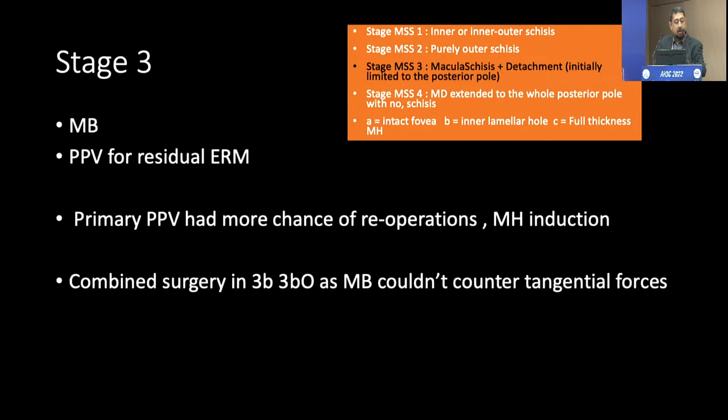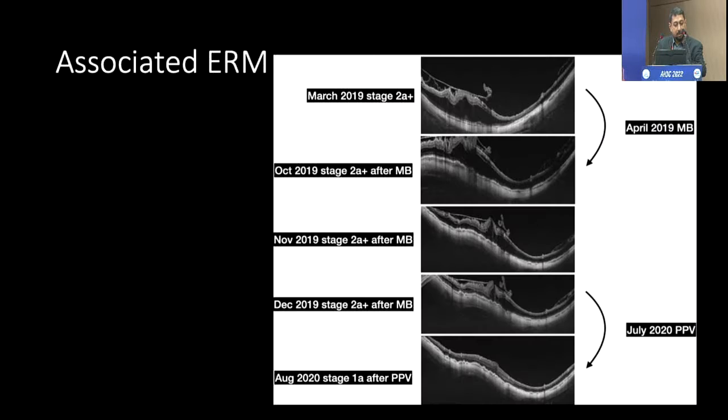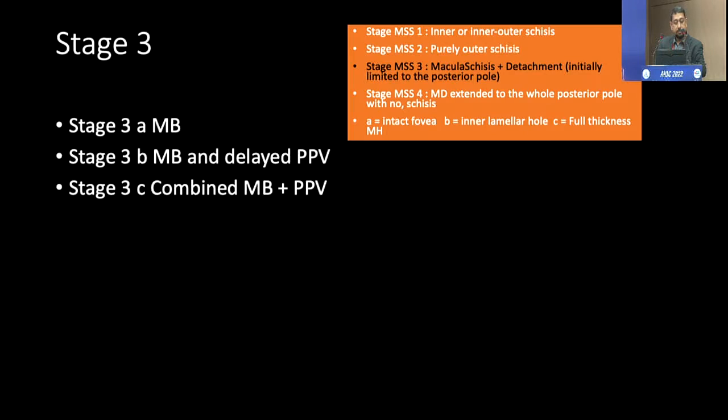In stage 3, obviously there's a detachment, and a combined surgery or a macular buckle is the essential surgery to treat a macular detachment. If there is an epiretinal membrane or surface changes, you can add a PPV to it. But if there is a hole or a lamellar, PPV automatically gets added to it. So this is an example where a macular buckle was done. You can see a macular buckle was done. There was a residual ERM, and that was done by a PPV later.